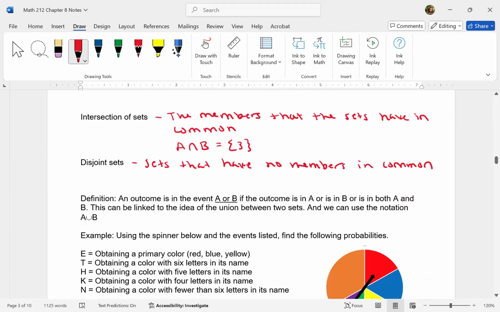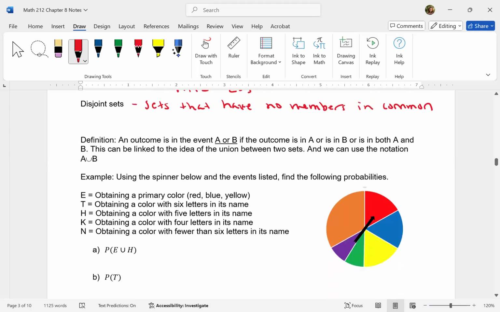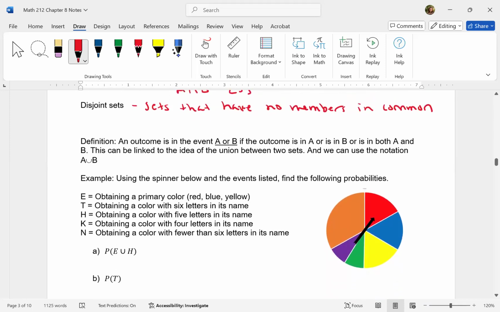So an outcome is an event A or B if the outcome is in A or is in B or is in both A and B. This is linked to the idea of union between sets, and we can use the notation A union B. Okay, so let's look at how that works in an example. So using the spinner below and the events listed, find the probabilities.